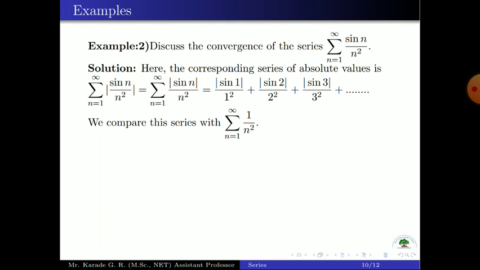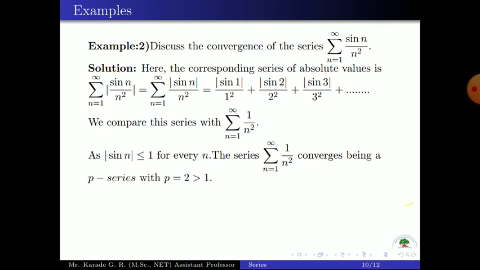We compare this series with the series 1 upon n square, n equal to 1 to infinity. We observe that mod of sine n is always less than or equal to 1 for every n, and therefore mod of sine n upon n square is less than or equal to 1 upon n square for all n. So 1 upon n square is the dominating series, and it is a convergent p series. Therefore the absolute series is convergent.